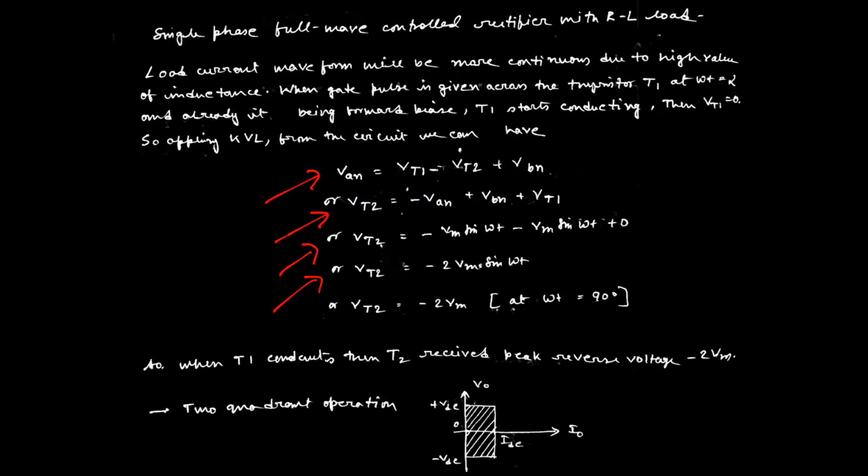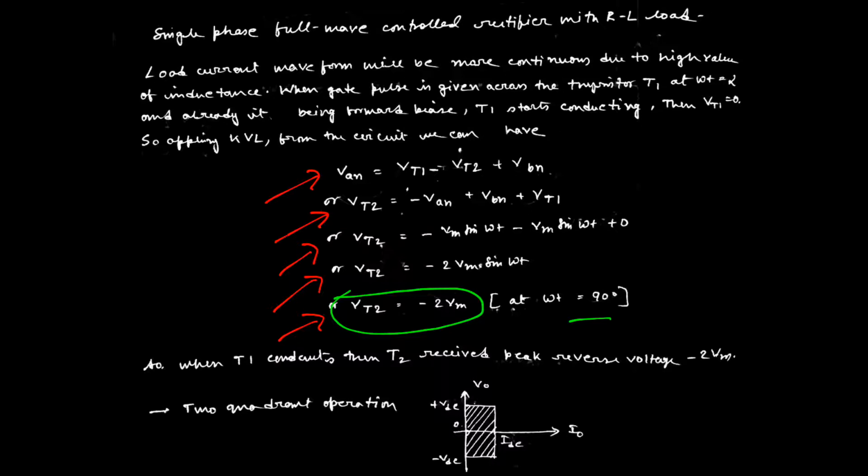That is why we can replace the equation with VT2 equal to minus 2 Vm, which is a very important expression called the peak reverse voltage or peak inverse voltage, at the point of 90 degrees, where the supply voltage is at its maximum. So the peak inverse voltage is VT2 equal to minus 2 Vm. When the thyristor T1 conducts, T2 receives the peak reverse voltage and the value is minus 2 Vm.